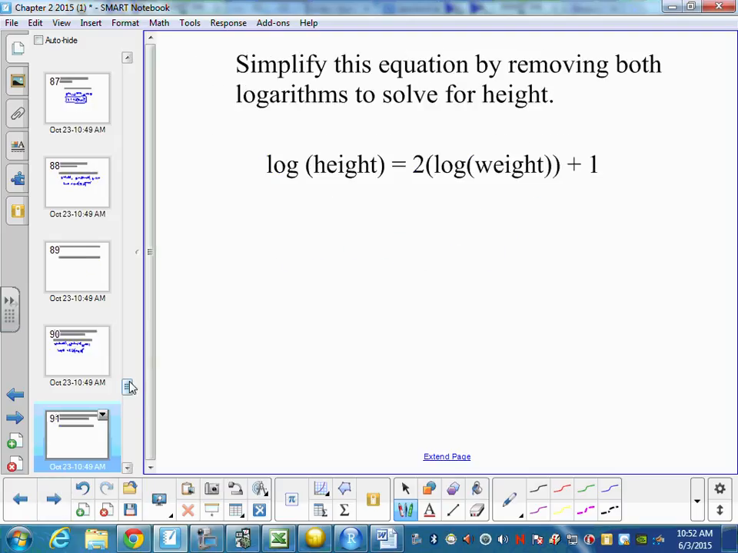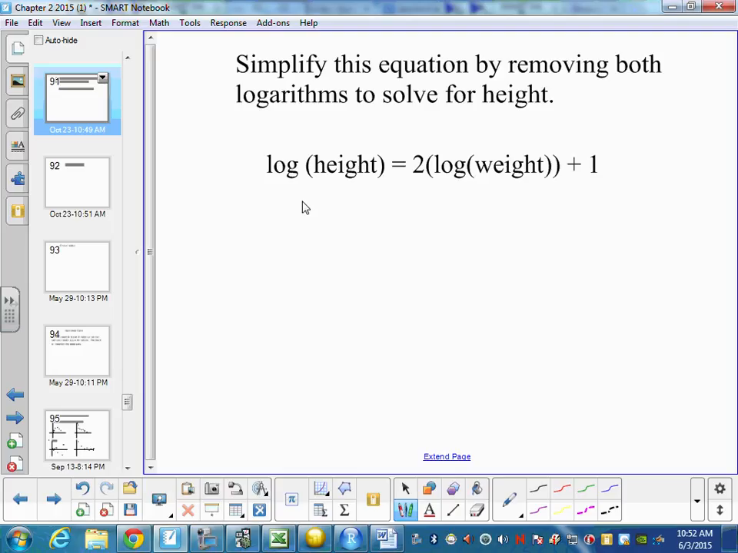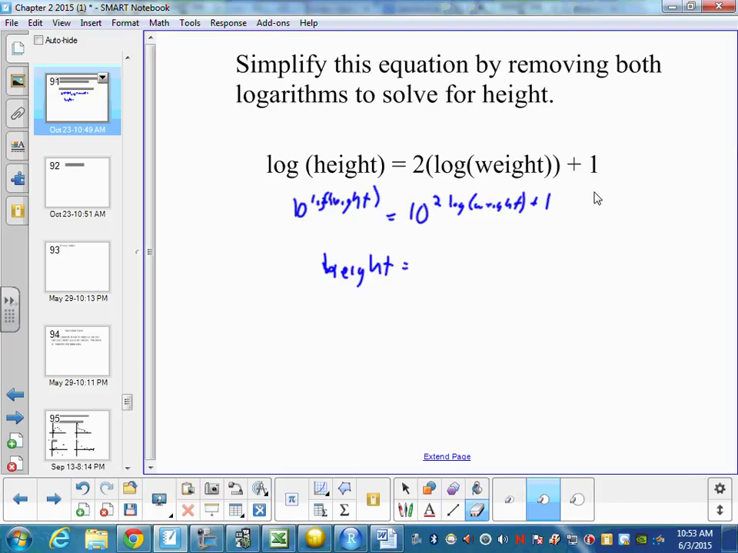Here's another one. So if I take 10 to the power of each side, this becomes height. Oh, I forgot to put this down. That's times 10 to the first. And so 10 to the first is just 10. 10 to the log of weight is just weight. And then that 2 gets stranded up in the exponent.